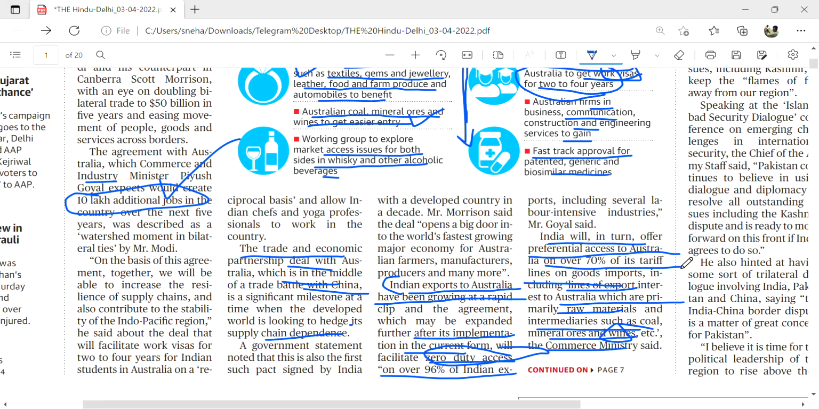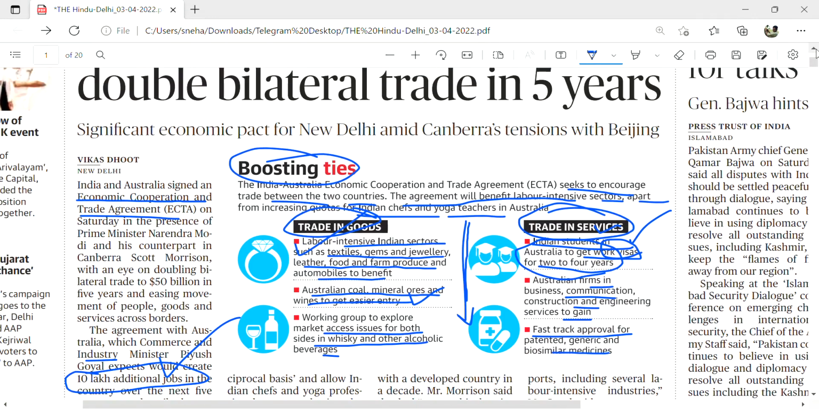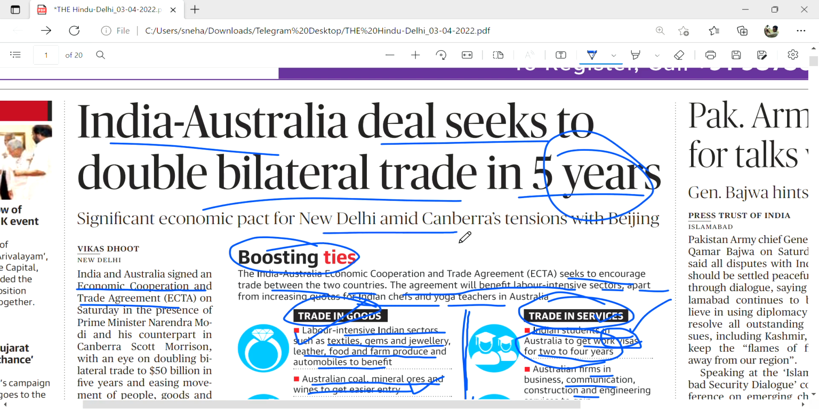It is challenging for the trading relationship, and there will be a sharp decrease in dependency on that country. So this is how the India-Australia deal seeks to double bilateral trade in 5 years. I hope you have got an idea regarding the India-Australia deal and the significant ties between Delhi and Canberra.